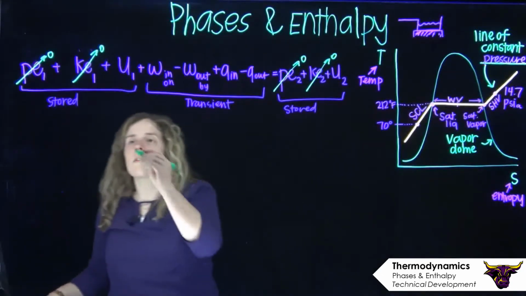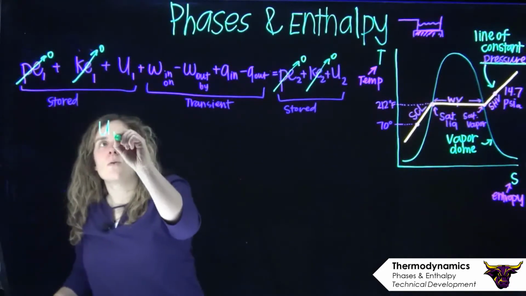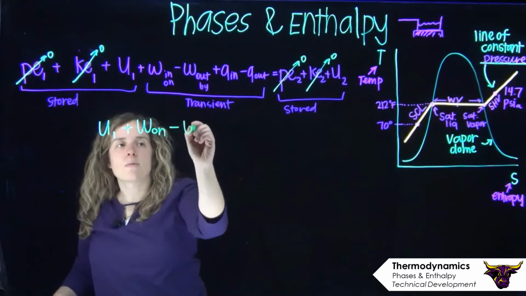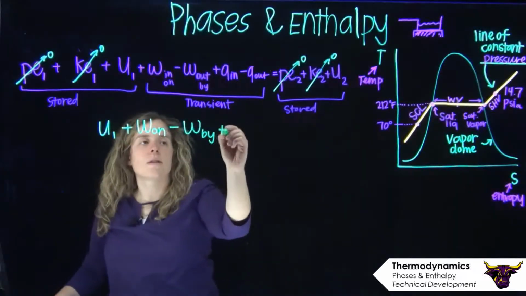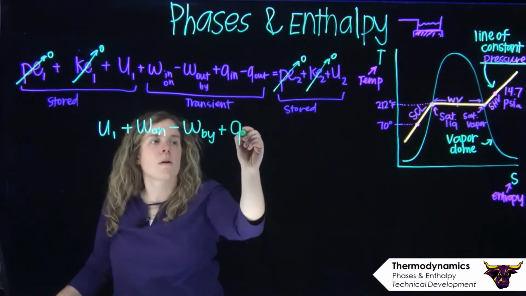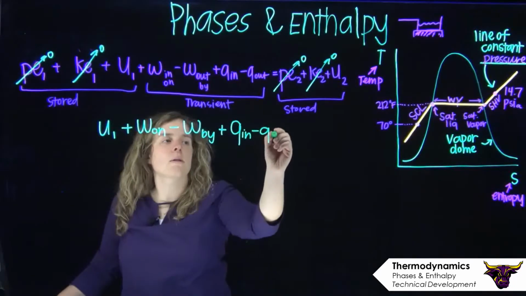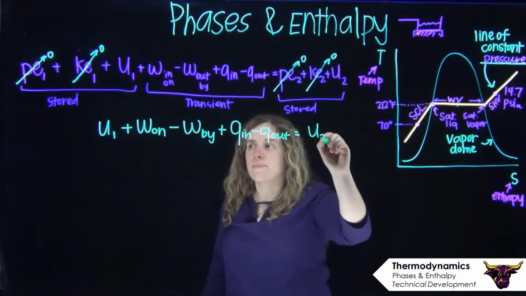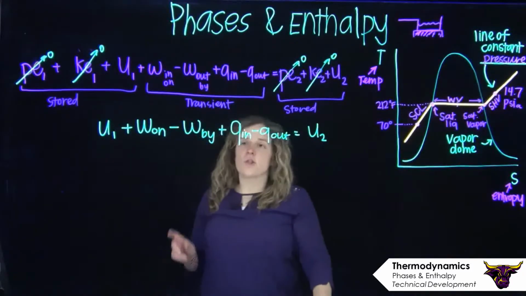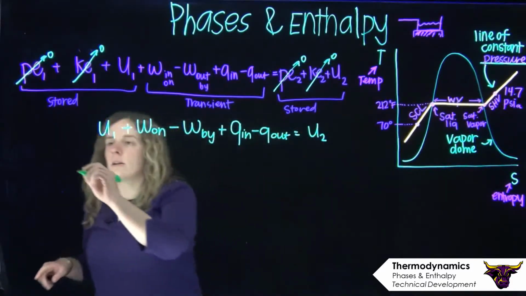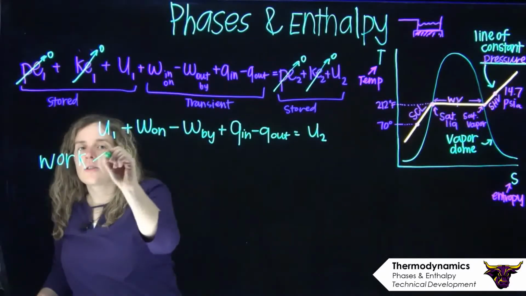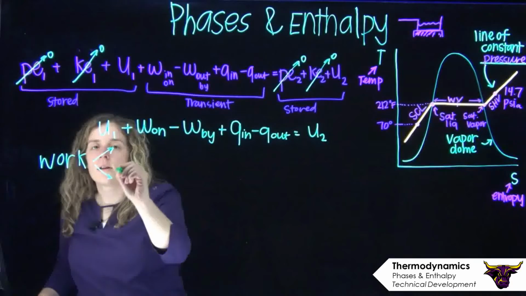So we are then left with U1 plus work on minus work by plus Q in minus Q out equals U2. So with work, there are two types of work. There is shaft work.